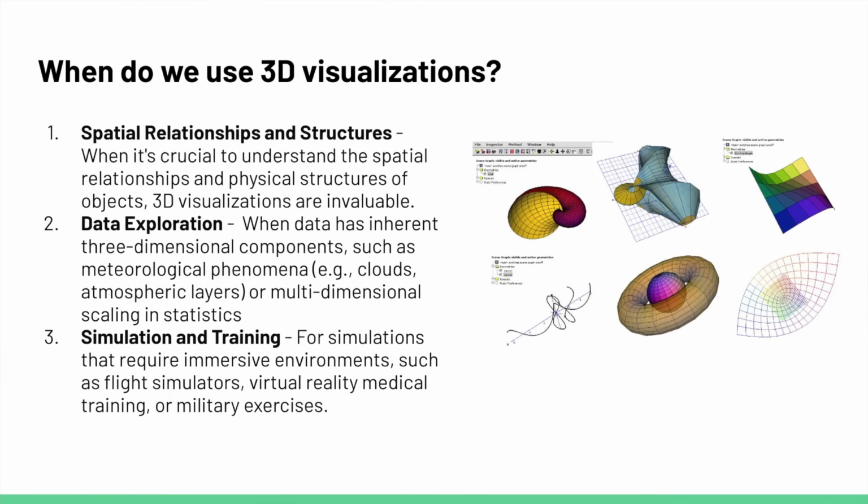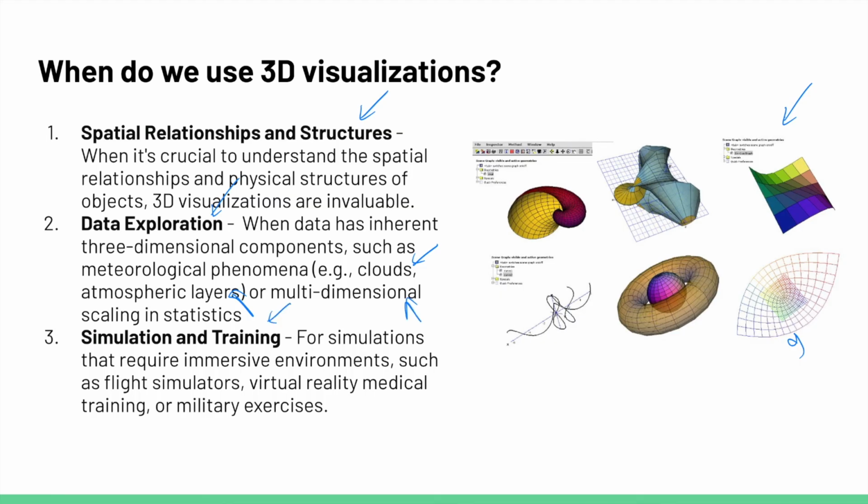So we may use 3D visualizations to depict spatial relationships and structures. For example, if we want to show something like a building, or a 3D object, that's going to require 3D visualizations to see really the depth of something. Maybe we might want to explore data that has 3 dimensions, and visualizing it in those 3 dimensions can make it easier for us to zoom in or look at specific aspects of those data in that 3rd dimension. Think about clouds, atmospheric layers, or multi-dimensional scaling and statistics.